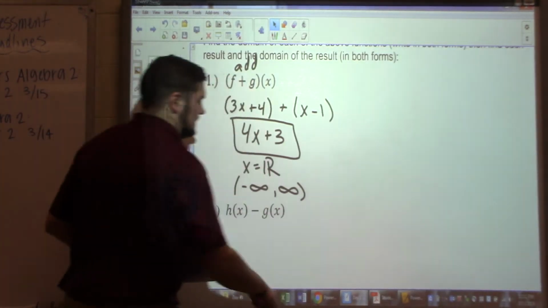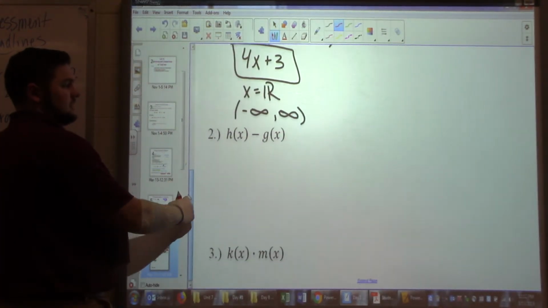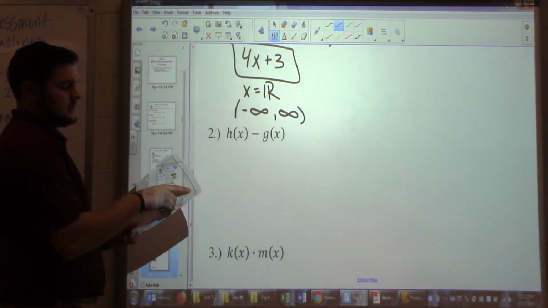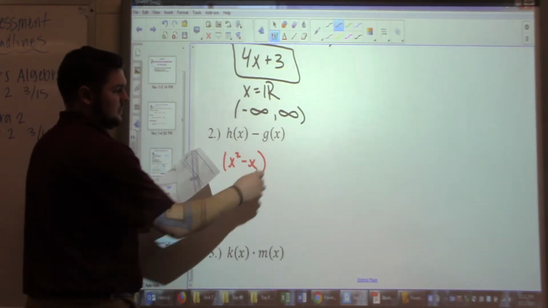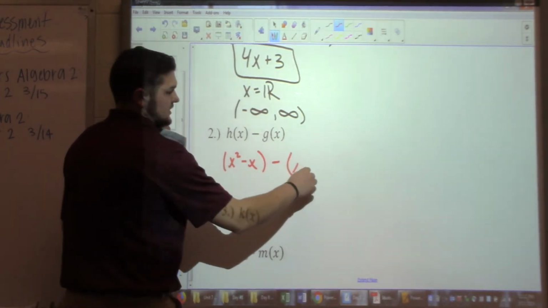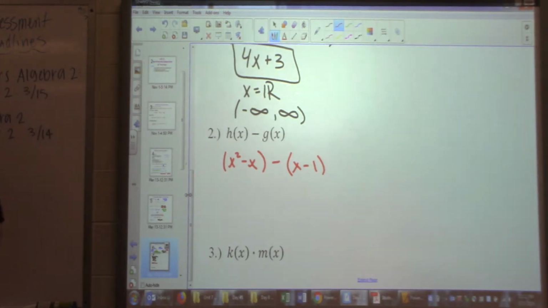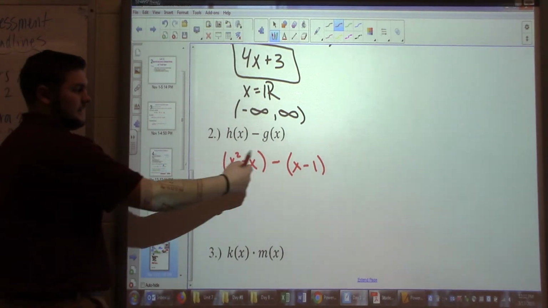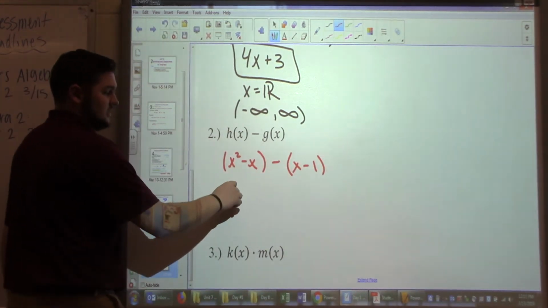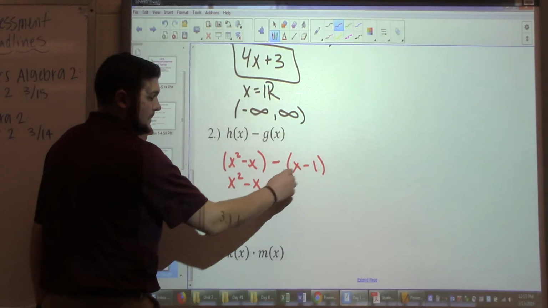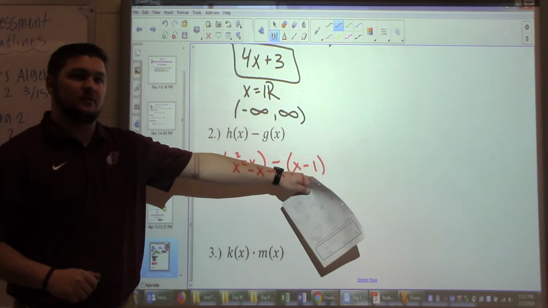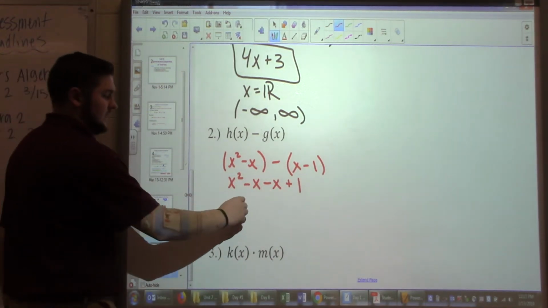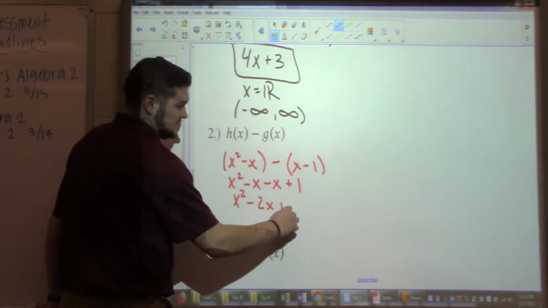Next one is pretty easy too. Now I have subtraction. H of x. Well, if you look up top, h of x equaled x squared minus x minus g of x, which is x minus 1. Be very careful with problems like this. Our negative distributes to both of these pieces. So it's really x squared minus x plus 1. So we're subtracting a negative 1. So be careful there. So we get x squared minus 2x plus 1.